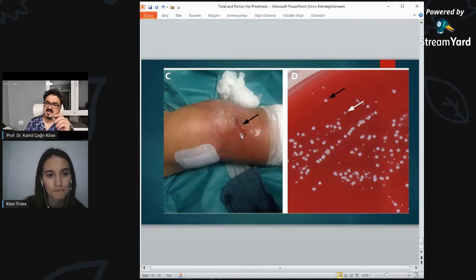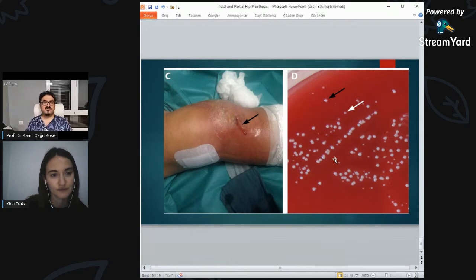In infected cases, we see some pus coming from the wound, some liquid. We take that liquid and put it into wound cultures. This red thing is a wound culture, and those white patches are bacterial growth. So we make a wound culture.